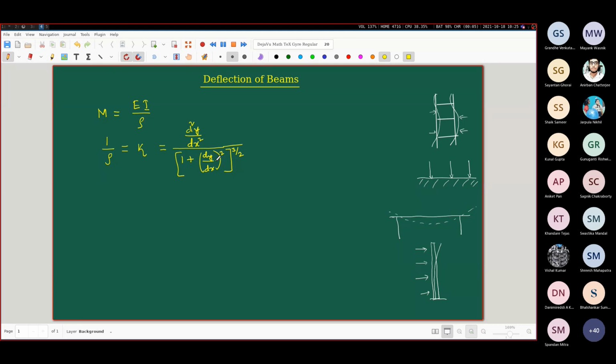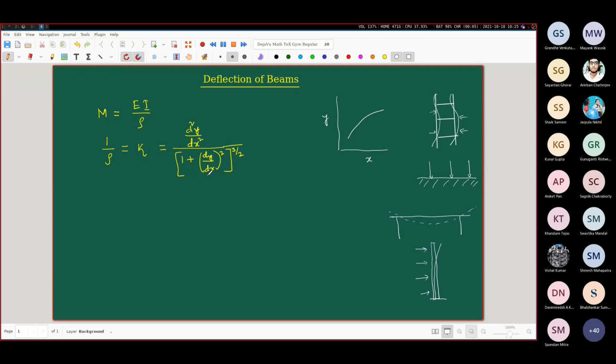All right, so we have this thing. If you have any curve like this, where this is y and this is x, and this has a certain curvature, this curvature is given by this particular formula. It's not a particularly difficult derivation, but we are not going to go into that. Otherwise, I'll never finish this deflection of beams.